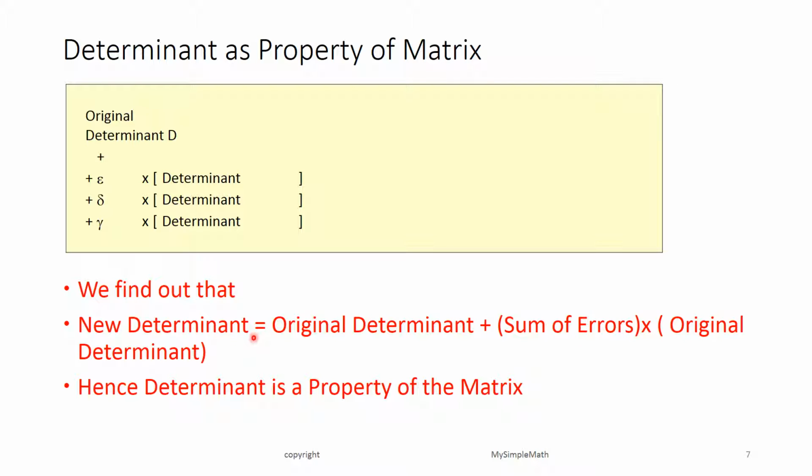thereby yielding the new determinant. So the original determinant plus some of the errors into original determinant tells me that this determinant is an inherent property of the matrix. It did not change, or it became a characteristic that we could use to make something new, which is, in our case, the new determinant.